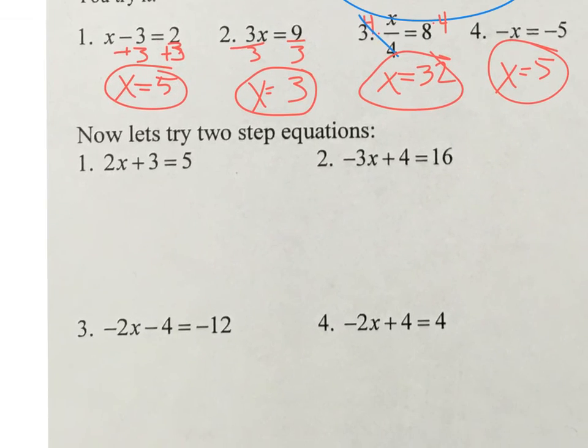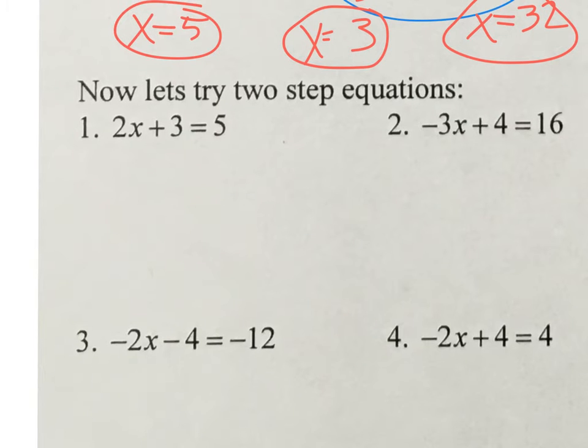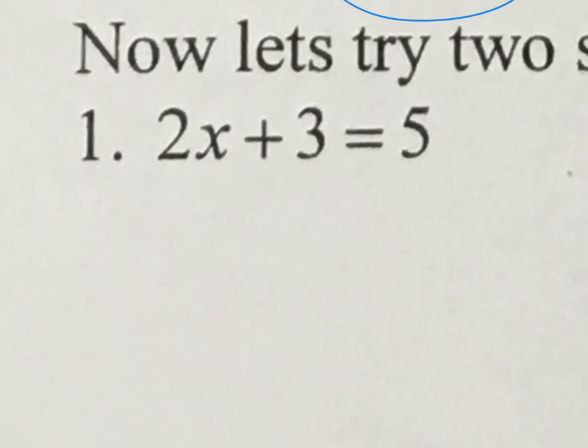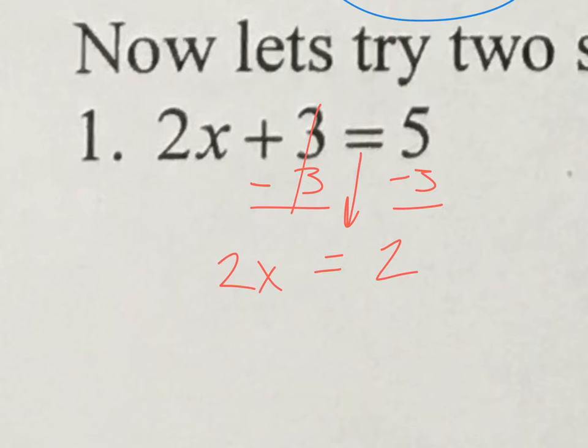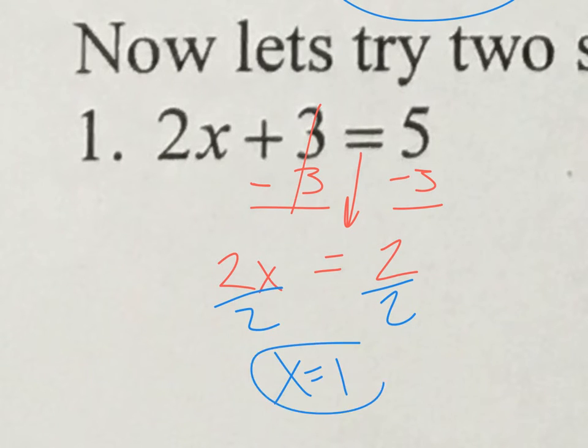Now we have these 2-step equations down here. So number 1, we're going to subtract 3 from both sides. You're going to have 2x, that comes down, the equal sign also comes down, and 2 comes down. Final step is to divide by 2, and divide by 2, x equals 1.